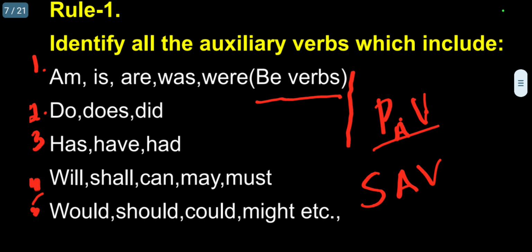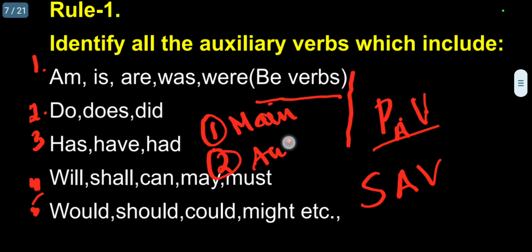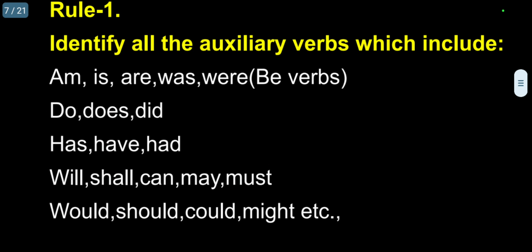So here one interesting piece of information I want to point out. You must memorize: the primary auxiliary verbs act as main verbs as well as helping verbs, auxiliary verbs. A simple example I want to give now. Suppose I can use here: I am a boy.